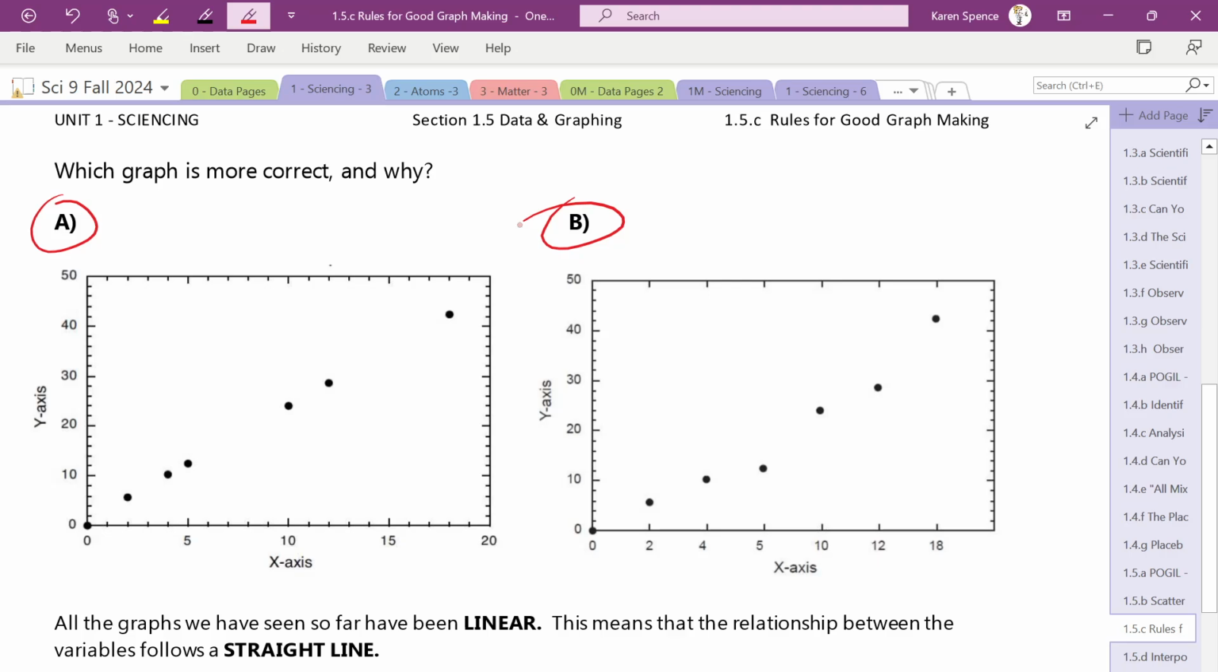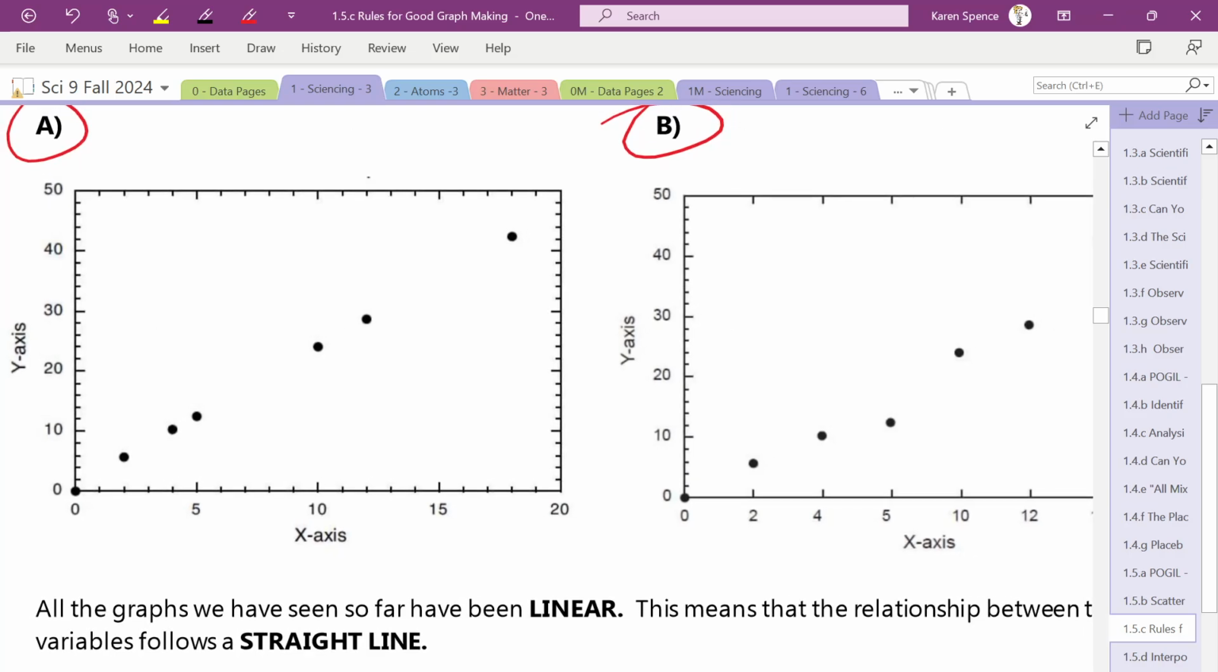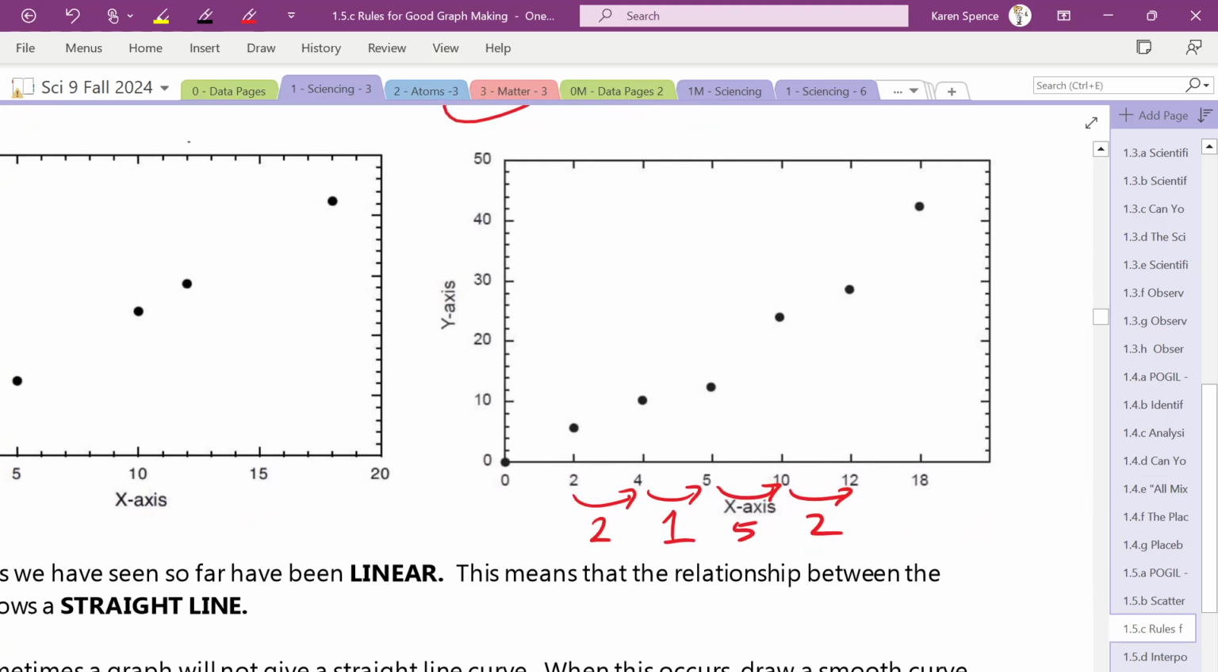And if you don't know, maybe you should ask your partner. Nobody's asking their partner. Okay, 5, 4, 3, 2, go. Which one's better? A is better. Why is A better than B? Yes. The x-axis on B is going up by 2, and then it goes up by 1, and then it goes up by 5, and then 2. So it's inconsistent. So this one is not good. This one is better.